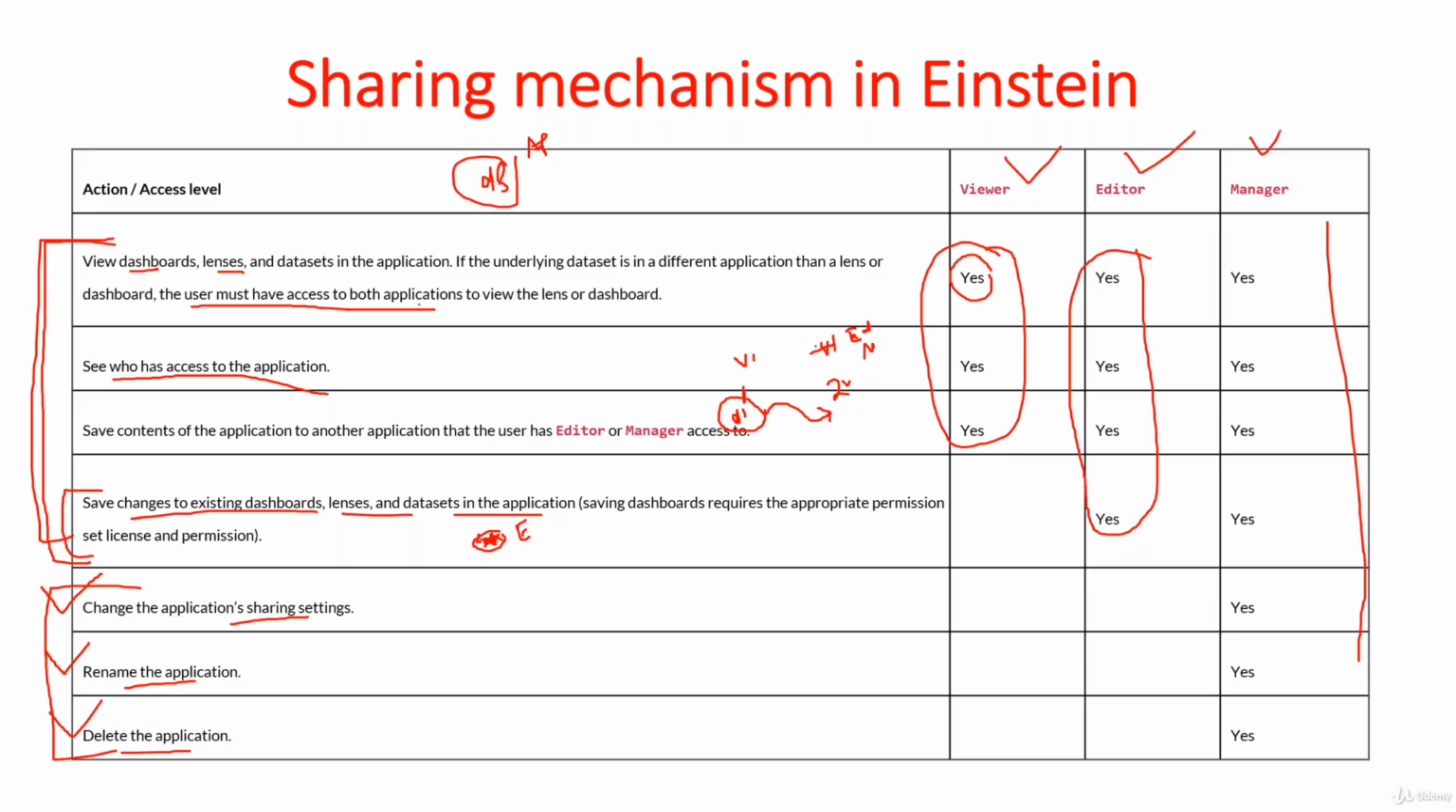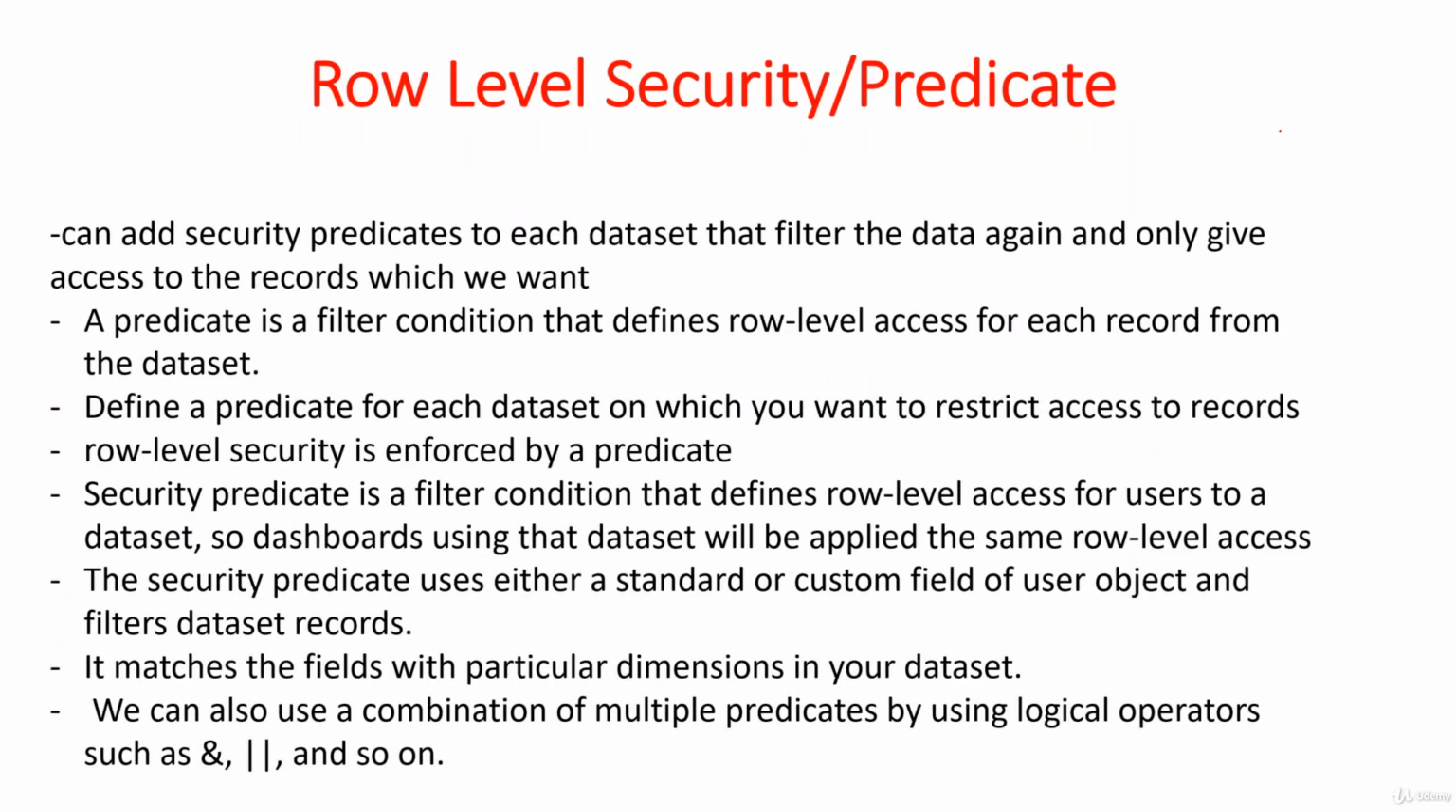In the next session, we'll see how I'm going to impose row level security, or you can say security predicate, in my Einstein platform. That's a very important topic, and it's quite easy. You can understand it so easily. Let's see in the next session.